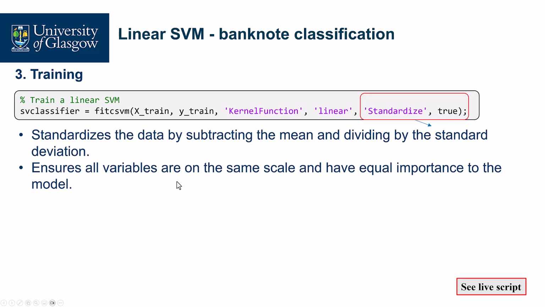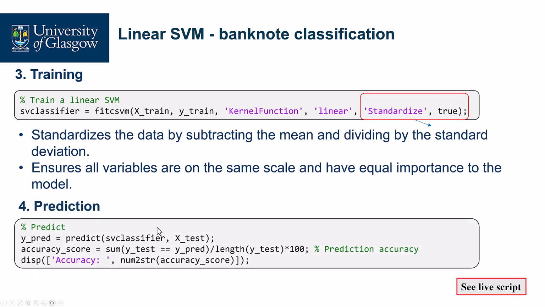The next step is to do the prediction. For prediction, we use the SVM classifier object and the X test data. Then we get the Y pred. Then we calculate the accuracy. We can see the accuracy is 97.18%. This means that the trained linear SVM is quite good, so it can be used.